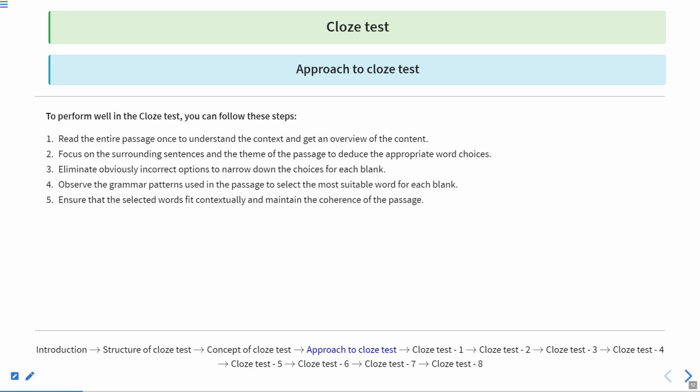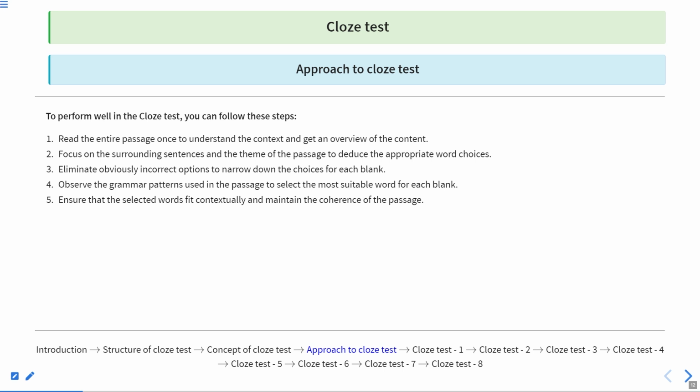Another approach may be to eliminate obviously incorrect options. This will narrow down the choices. Many times our approach is to solve the question correctly and quickly. In order to solve it faster, we may remove the incorrect choices, and therefore, with only the correct choices, which may be fewer in number, we may be able to choose the right answer.